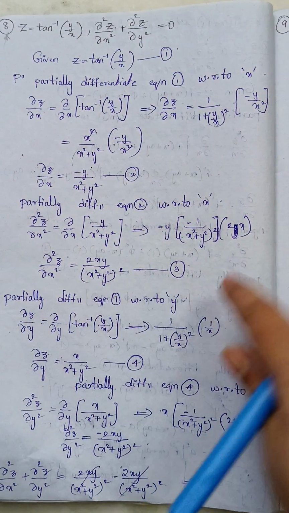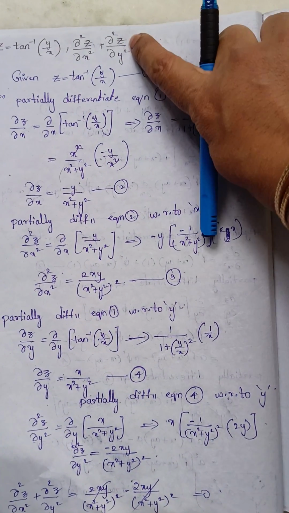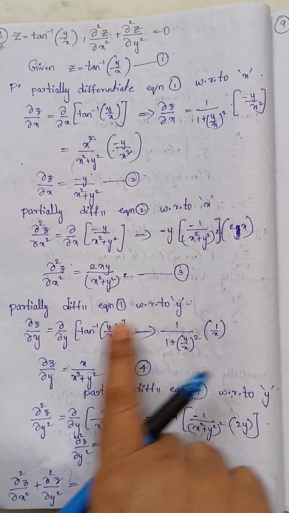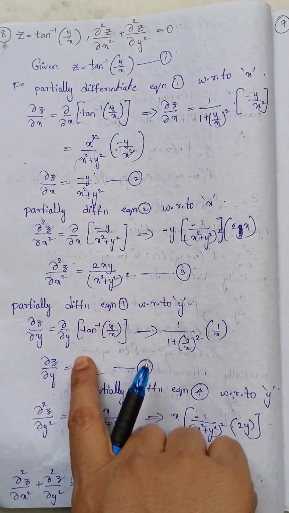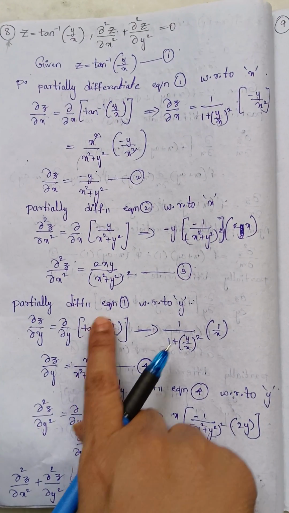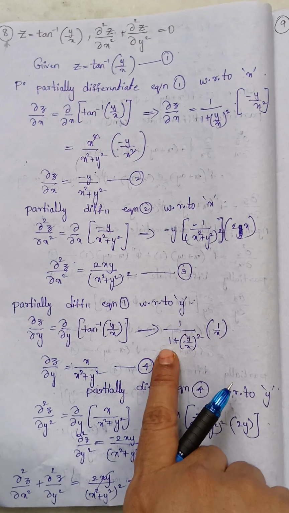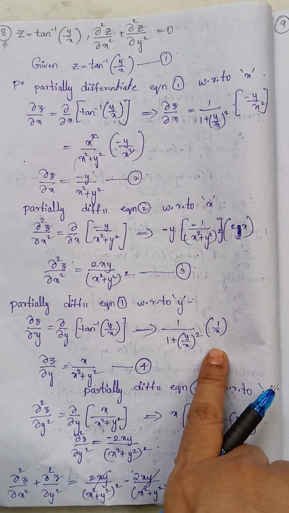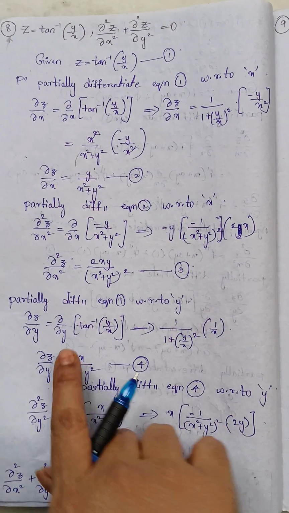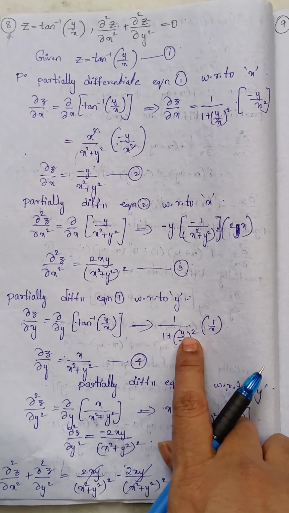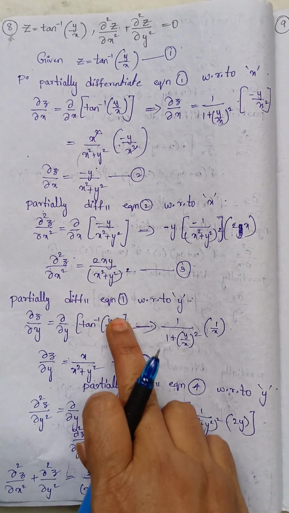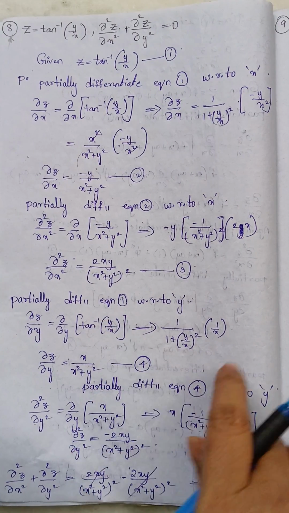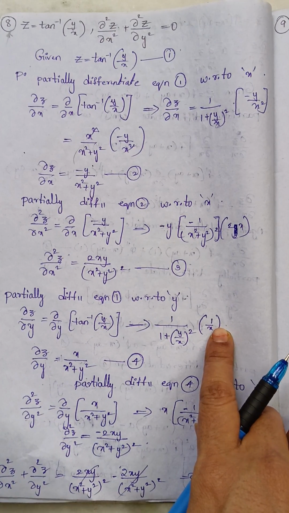So similarly, what is the next one? Del square z by del y square. For that, first of all, partial differentiation of equation 1 with respect to y. Then it will be del by del y of this. Again it is in the form of tan inverse of y, that is 1 by 1 plus y square, where y square means y by x whole square. Again del by del y of y by x: x is constant, so 1 by x as it is, and the derivative of y is 1. So 1 by x into 1 is 1 by x.